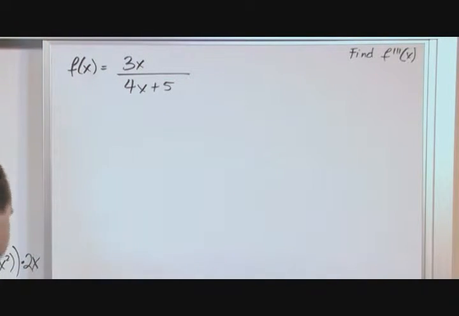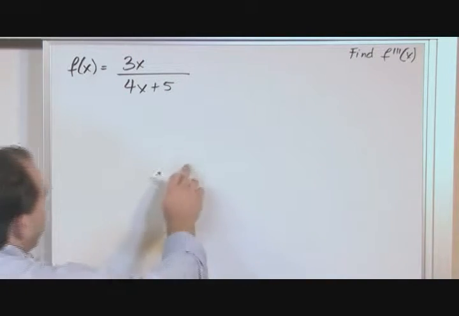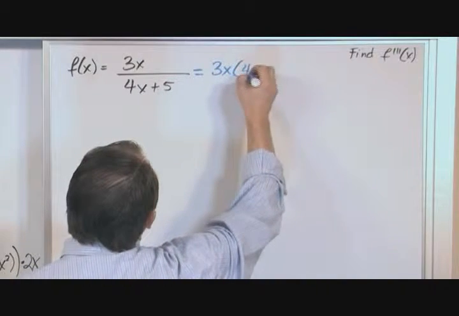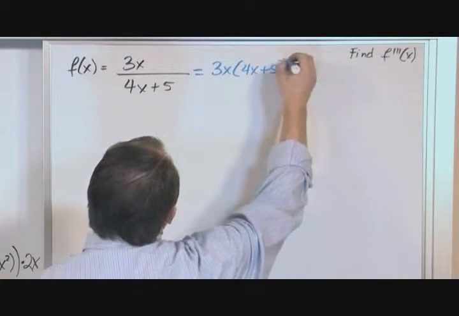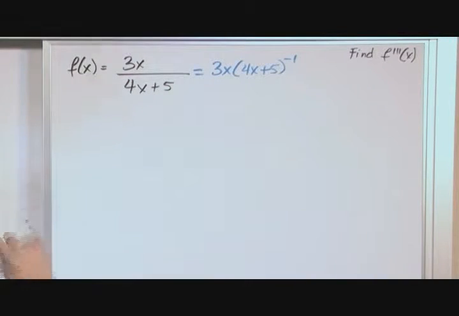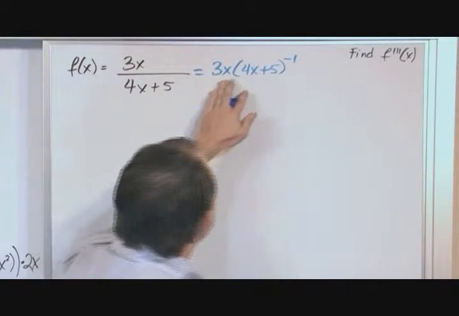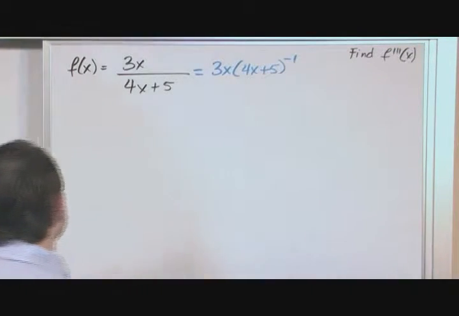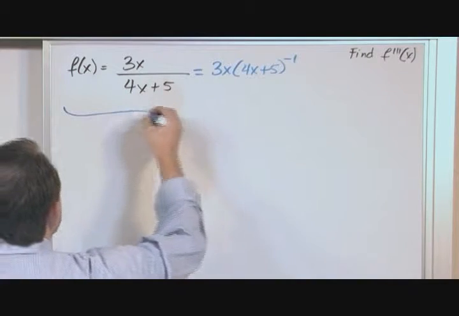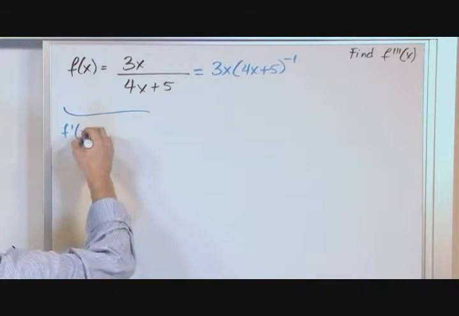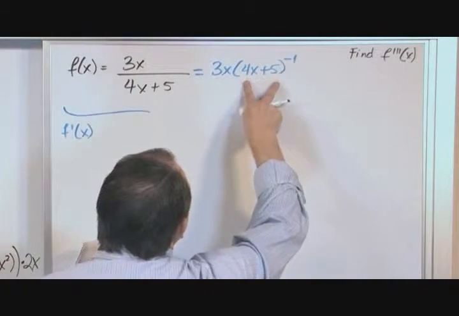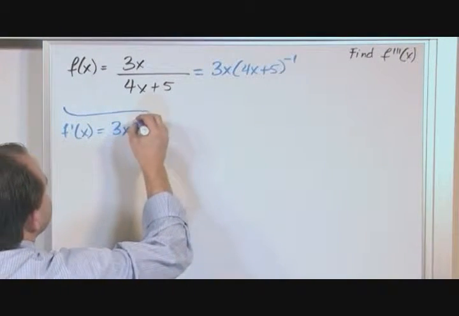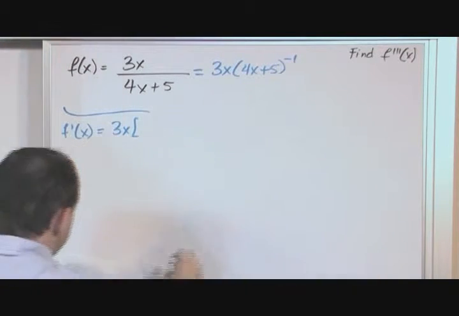So I prefer, even though you don't have to do this, and I encourage you to work it both ways, you'll get the same answer. Another way to write this is just 3x times 4x plus 5 to the negative 1. This is exactly the same thing, and you're still going to have to use the product rule here, but the nice advantage is you don't have the long, lengthy thing you have to do for the quotient rule. So to find that first derivative, you do first times the derivative of the second plus the second times the derivative of the first. So we'll have 3x times the derivative of this guy.